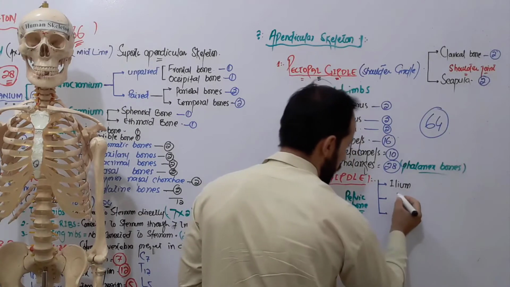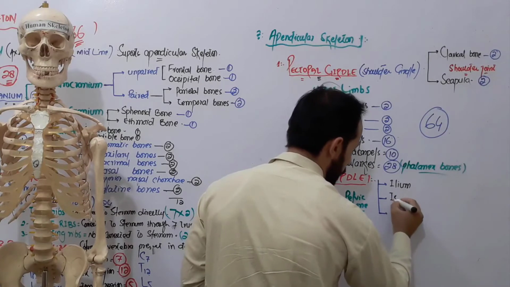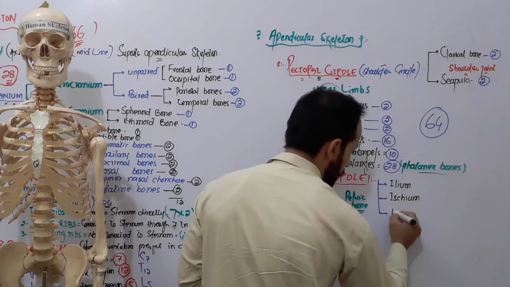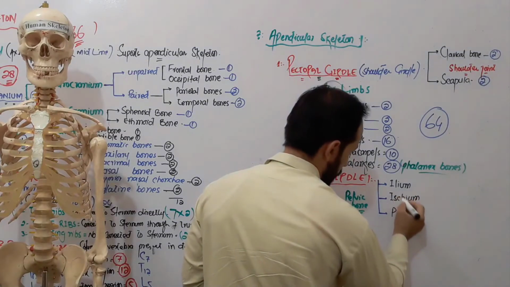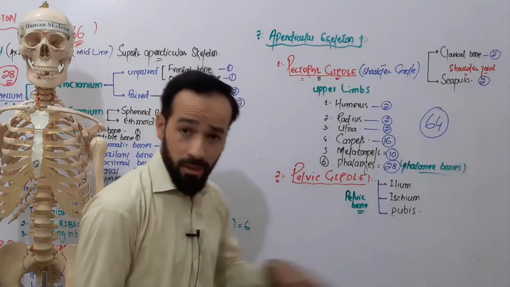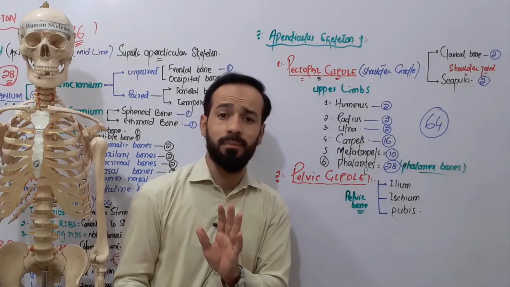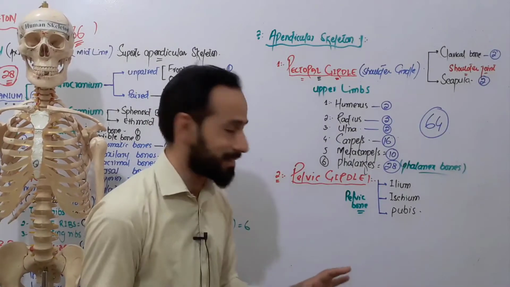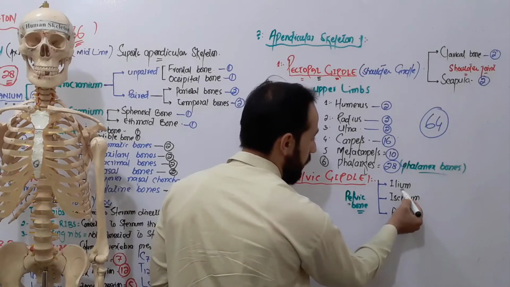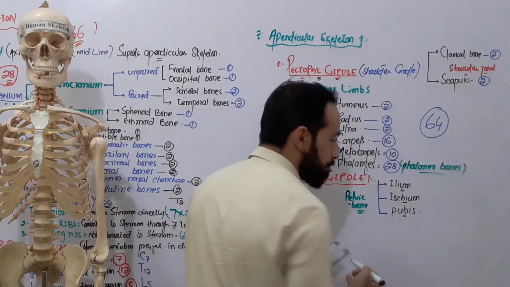The second one is your ischium, and then there is your pubis, right? So I will show this in the anatomy of the bone, the pelvic bone we will discuss there, right? So your pelvic bone is actually made up of ilium, ischium, and pubis.